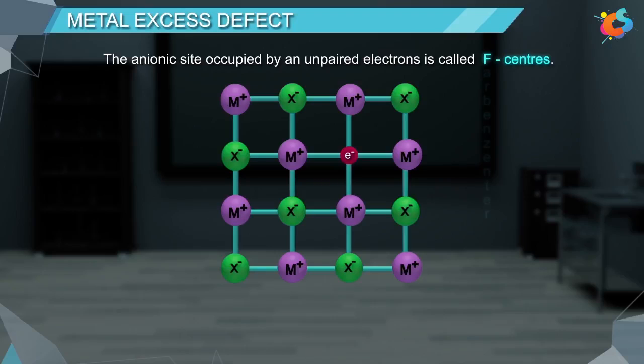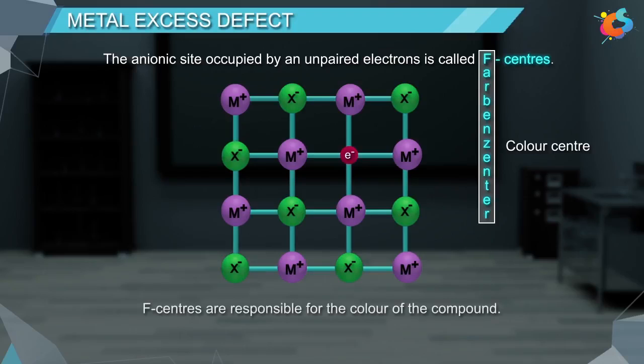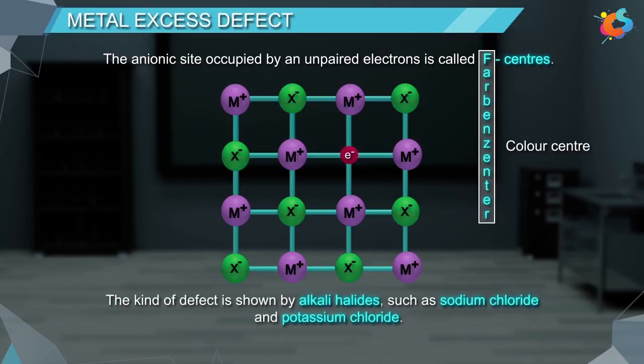stands for Farbenzentrum, which is a German word for color center. F centers are responsible for the color of the compound. This kind of defect is shown by alkali halides, such as sodium chloride and potassium chloride.